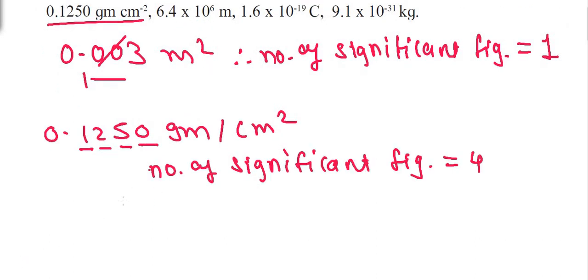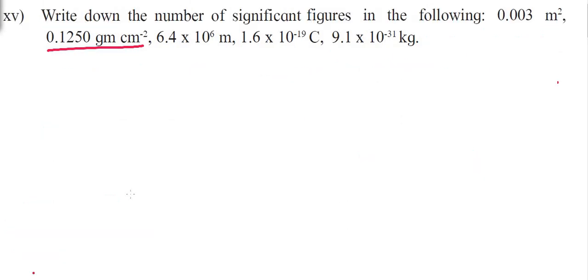Next, 6.4 into 10 raised to 6 meter. In 6.4 into 10 raised to 6 meter, 6 and 4, only two significant figures are there. So the number of significant figures is equal to 2. Next, 1.6 into 10 raised to minus 19 coulomb.